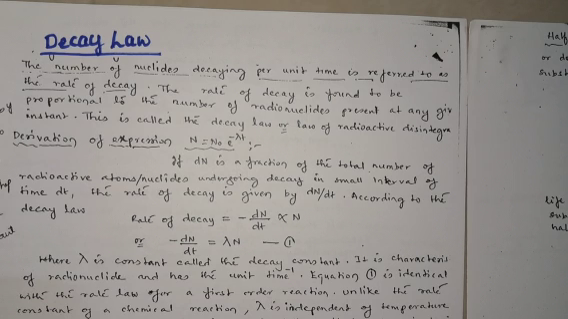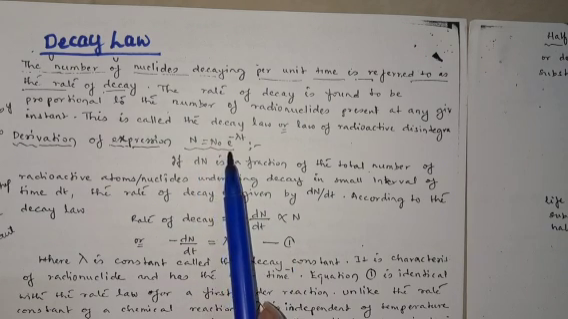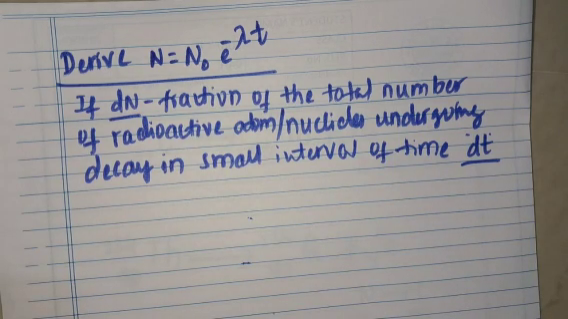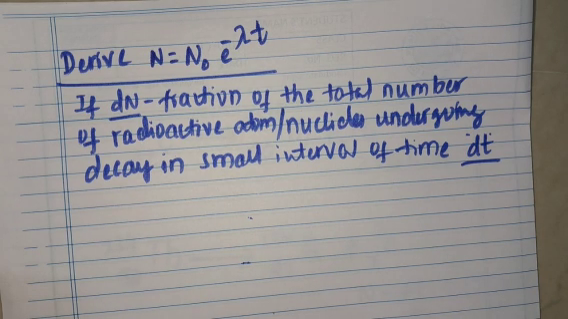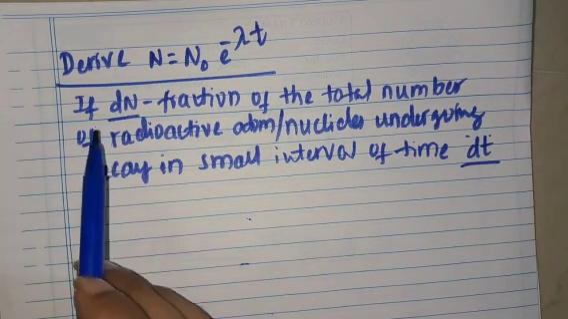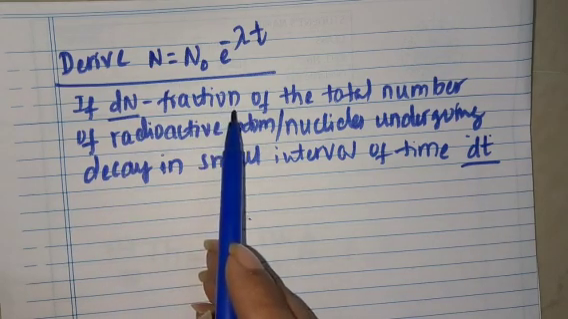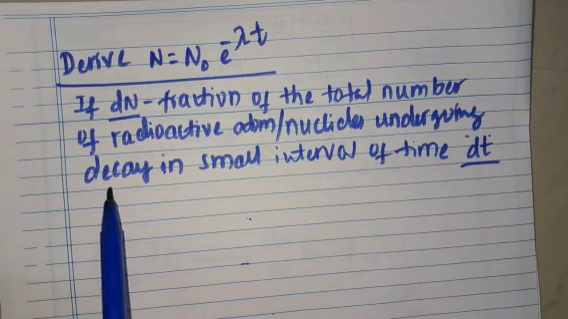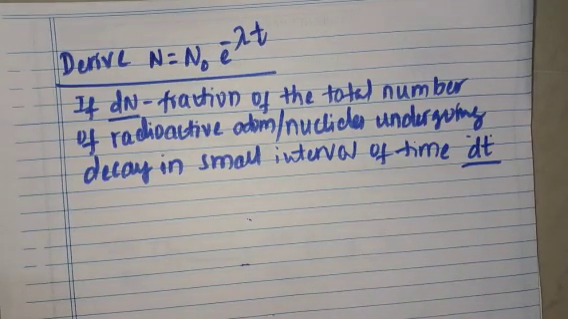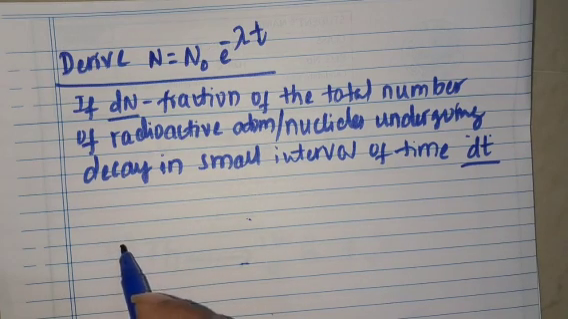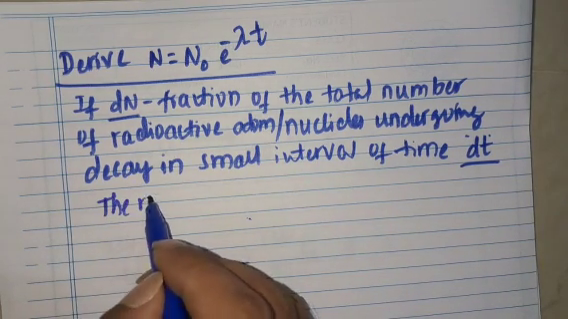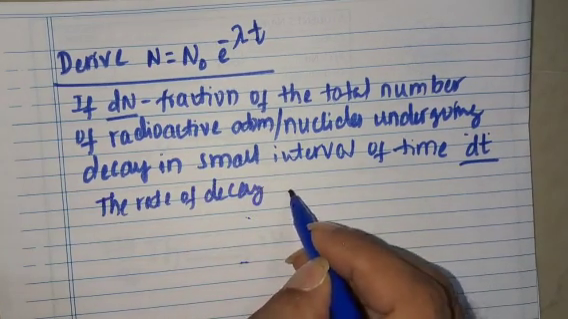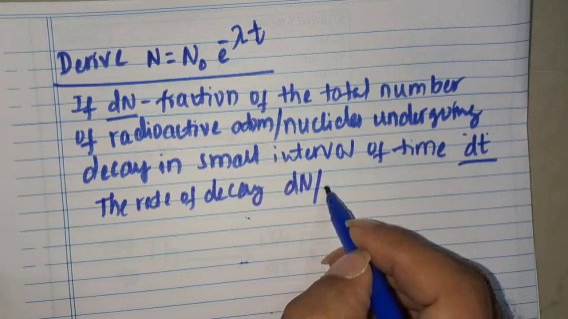So let us derive the expression N = N0 e^(-λt). If dN is the fraction of the total number of radioactive atoms or nuclides undergoing decay in a small interval of time dt, then the rate of decay is given by dN/dt.